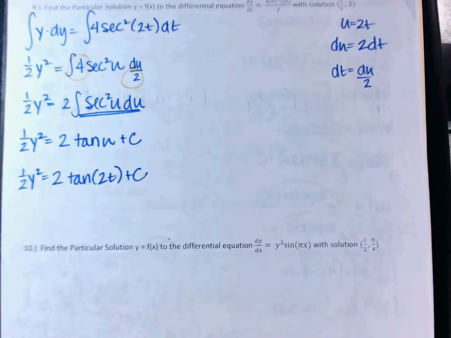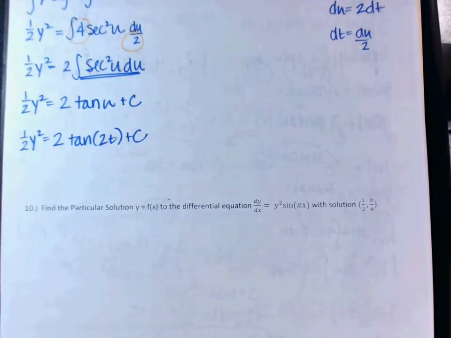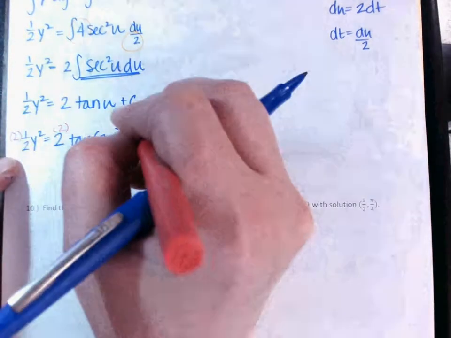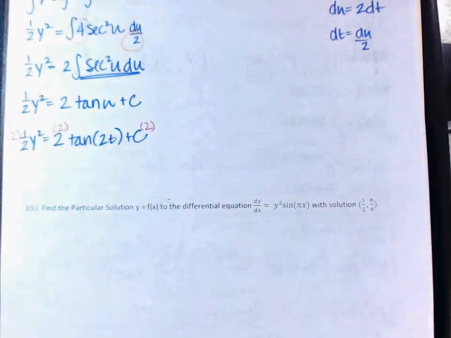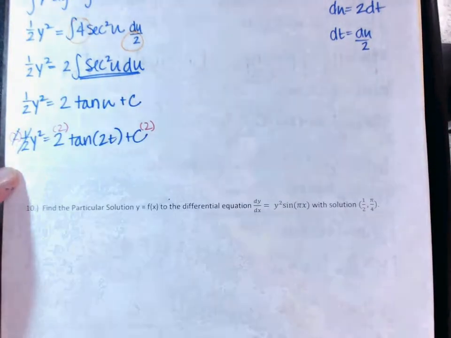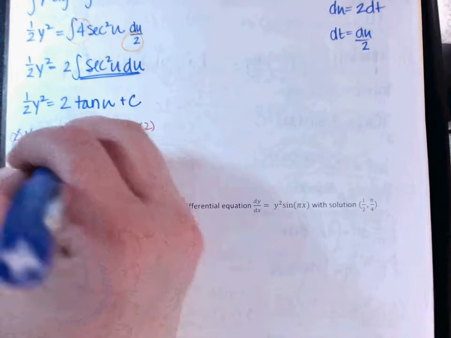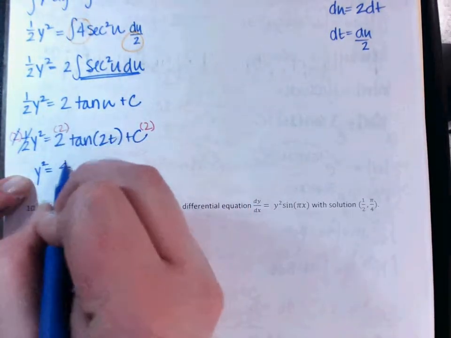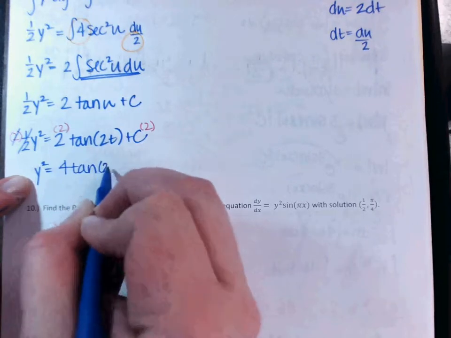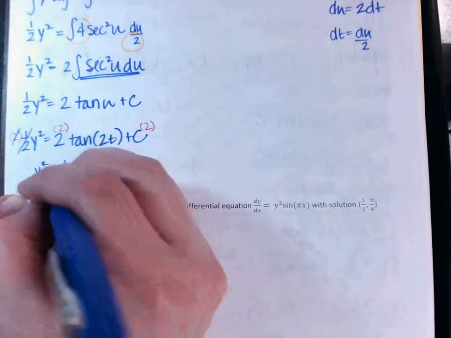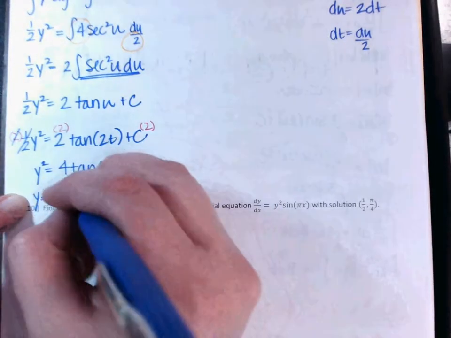Okay, keep solving to get your y by itself. What's the next step? Times by 2, very good, to eliminate the 1/2. Technically, you're timesing the c, but since we don't know what it is, we just kind of leave it as a c. So the 2 and 1/2 are gone. Y squared equals, what's my number here now? 4 tan 2t plus c, and then what's my last step? Plus or minus square root.